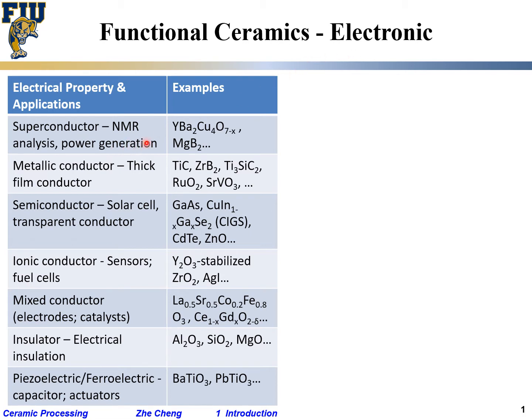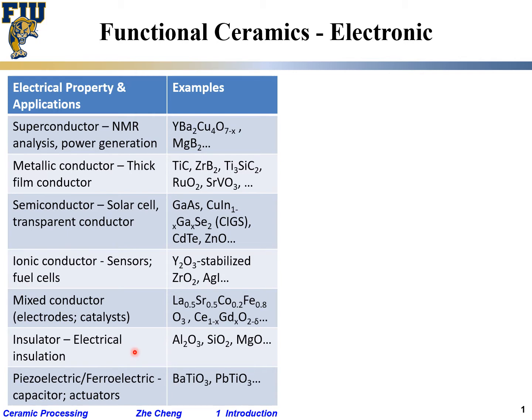Okay, for electronic properties, I have a big table, but when you think of ceramics, what's the electronic property that comes into your mind first? It's probably this one, right? Insulator. Quite often you put ceramics between the high voltage wire. You see an insulator there, and those ceramics, aluminum oxide, silicon dioxide, magnesium oxide. That's the most typical one, right?